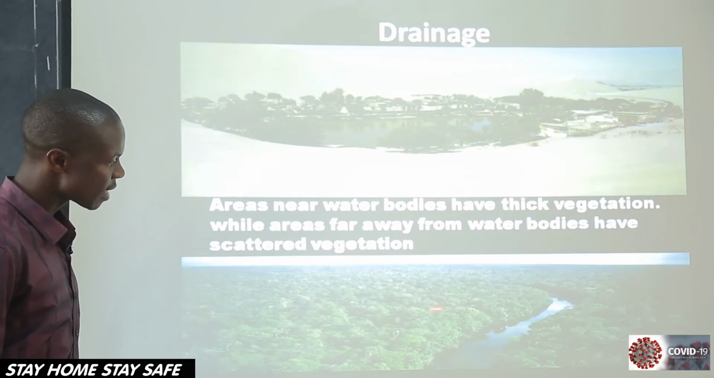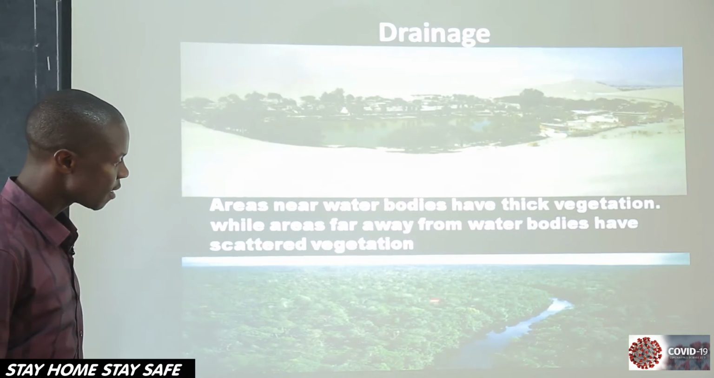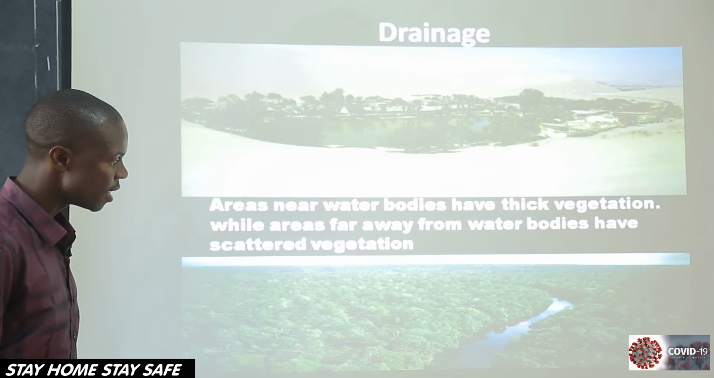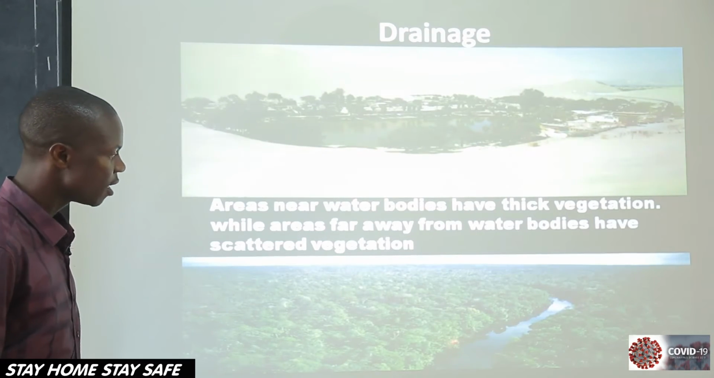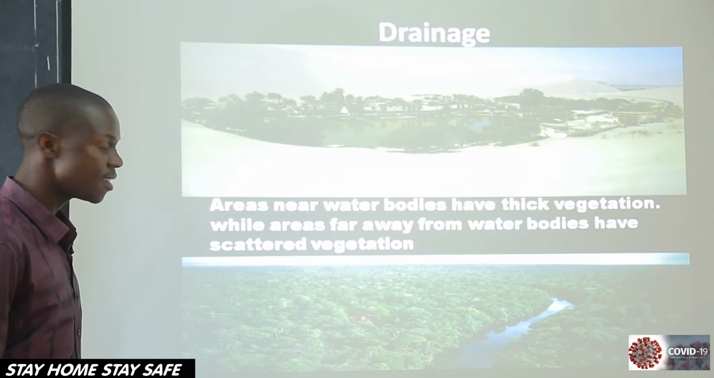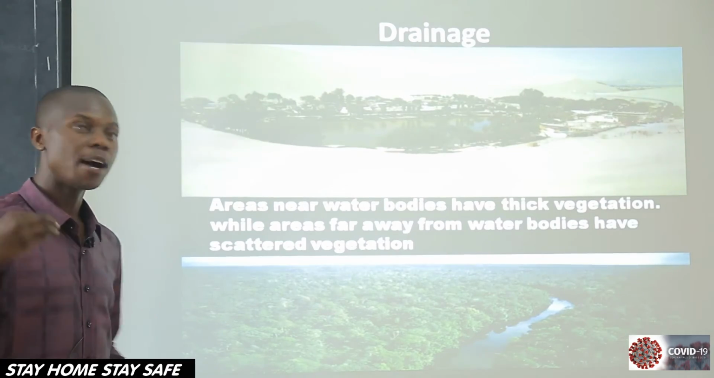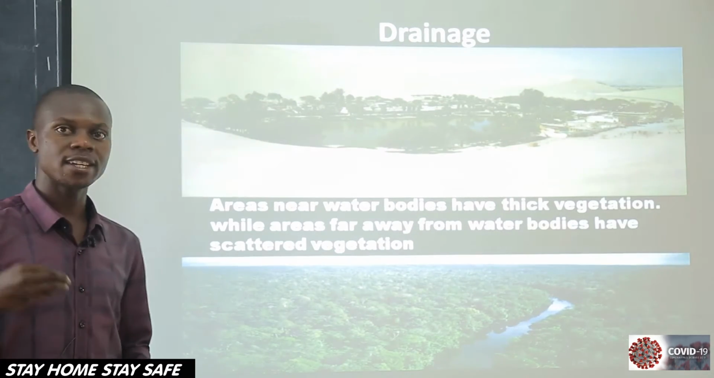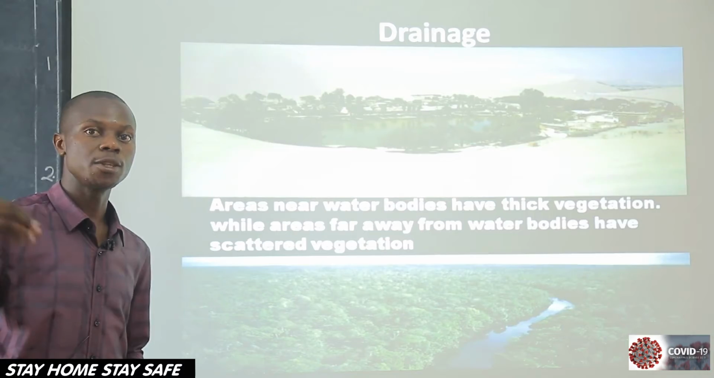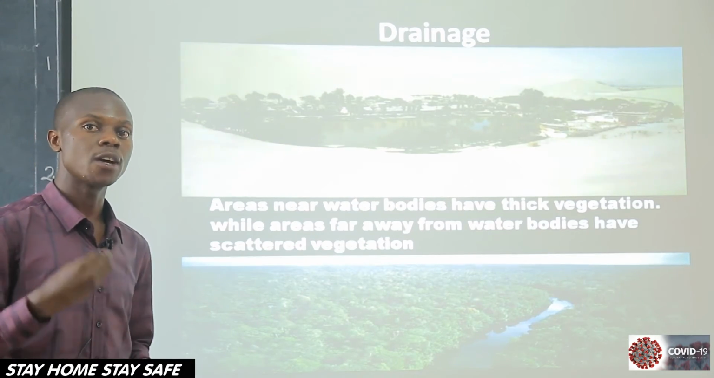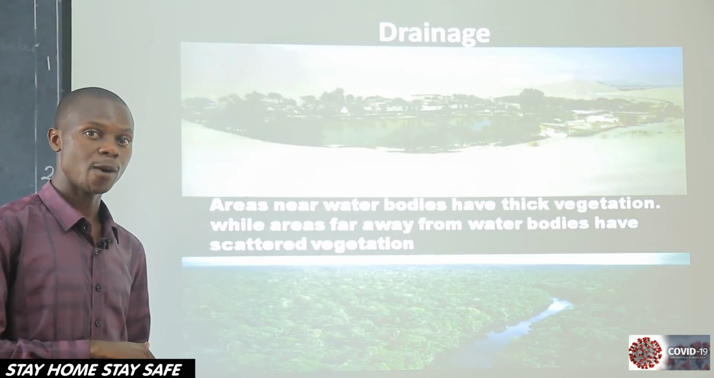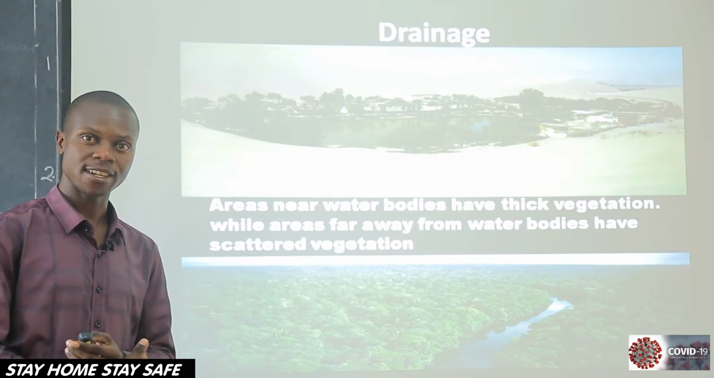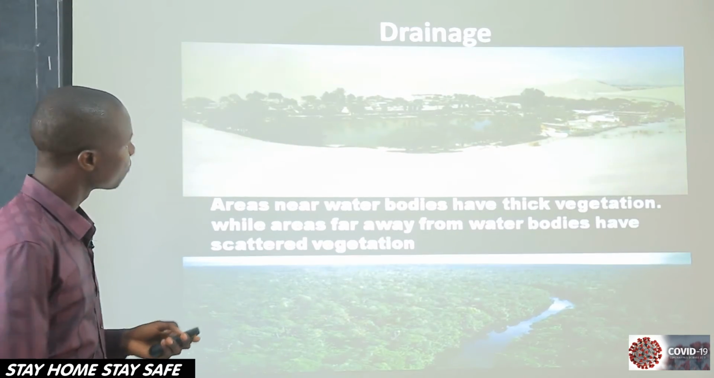So when you check this place, it is near a water body, just the way you see it in the middle here. That's why you see this vegetation is very thick. When it comes to those areas that are far away from water bodies, you find they experience very little rainfall, and therefore they will have scattered vegetation. Is that okay? All right.